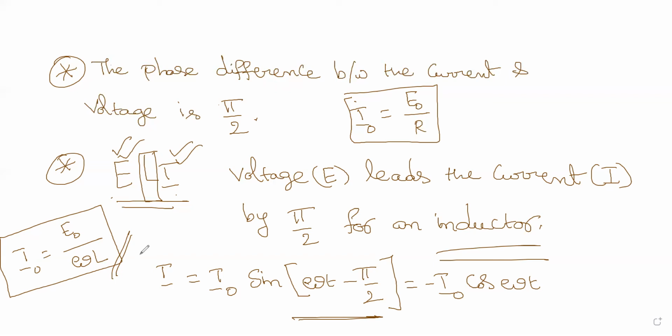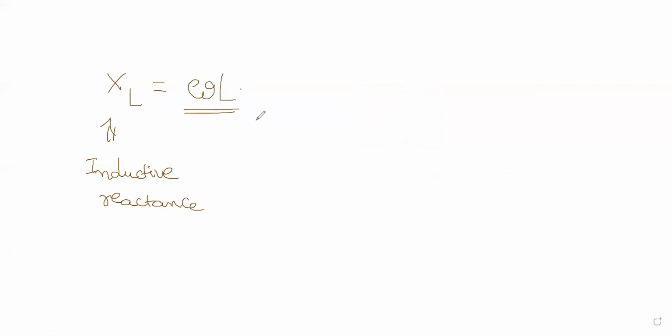It does the play of a resistor. So that omega L part, we will call XL, which is called inductive reactance. Inductive reactance, XL, is equal to omega L. So it is dependent on the frequency. Omega is equal to 2 pi f, so we will write 2 pi fL. So that is called inductive reactance.